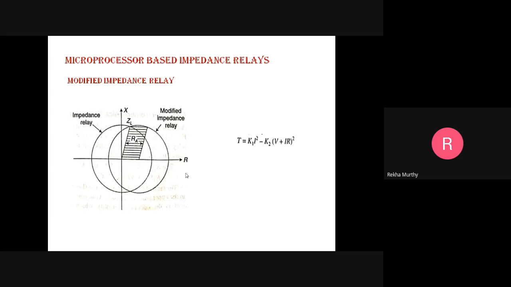Finally, we can come to one conclusion about what we have learned from this session. We came to know about the protective schemes used in impedance relays, what connections need to be done, and how to improve the zone 2 and zone 3 settings. Then how to realize the impedance relay as an electromechanical relay, as a static relay, as well as a microprocessor based relay, and also how to modify the impedance relay.